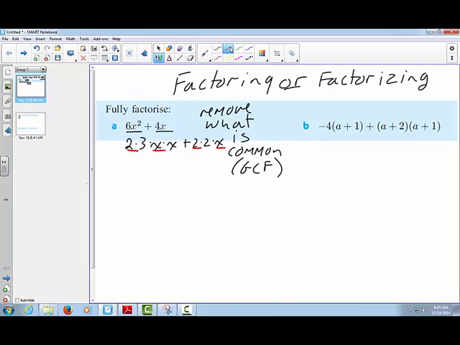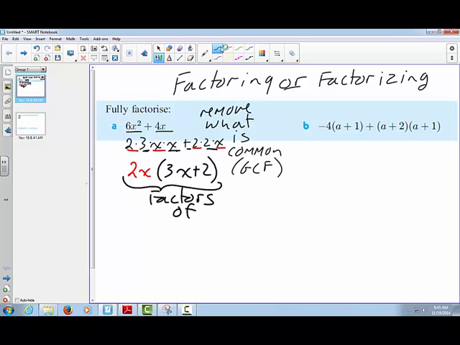When I do that, I get 2x, and then the remainder, what's left over, the 3x plus 2, goes in the brackets. And that's totally factored. These are the factors of 6x squared plus 4x.